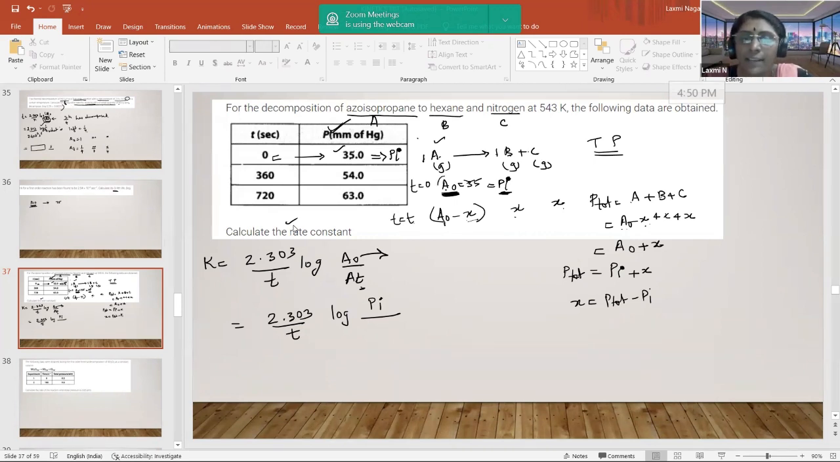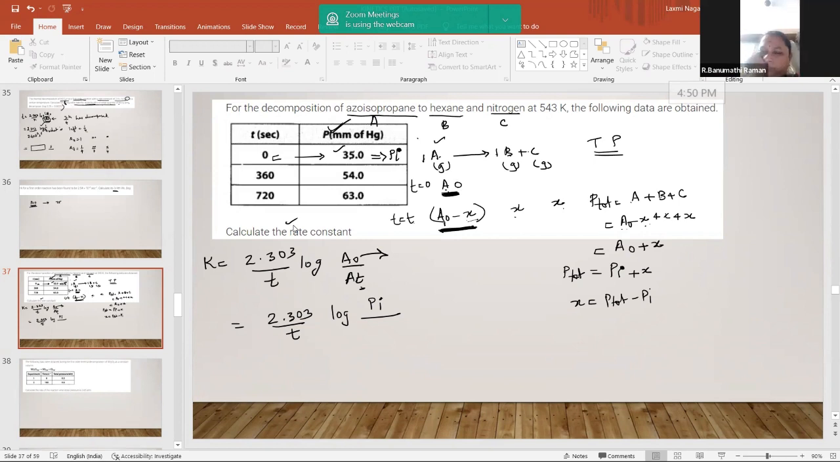I started with A naught. Now how much of reactant do I have? How much of reactant alone is left with me? At the time T, how much of reactant is left out? A naught minus X. So let us put A naught minus X.